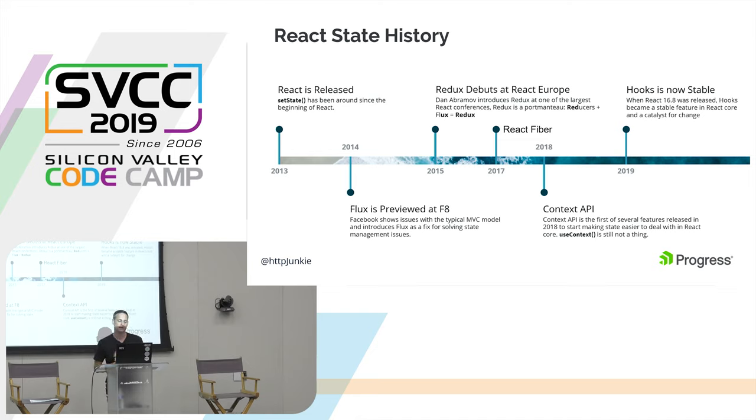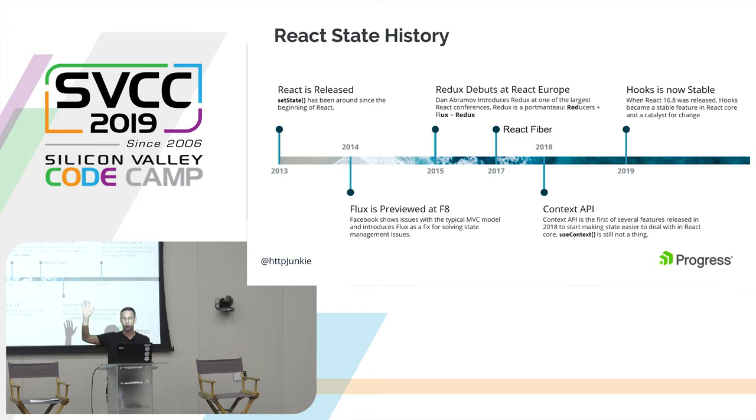Further down the timeline, React Fiber came out in 2017. React Fiber was a complete rewrite of the core reconciliation algorithm inside of React, to improve performance of rendering DOM changes to the screen and paving the way for new developer experiences like the context API. They had the context API.